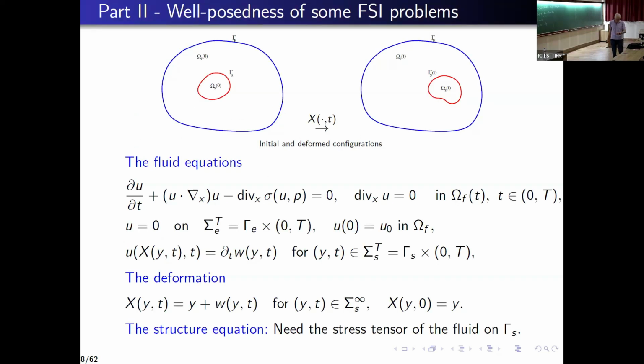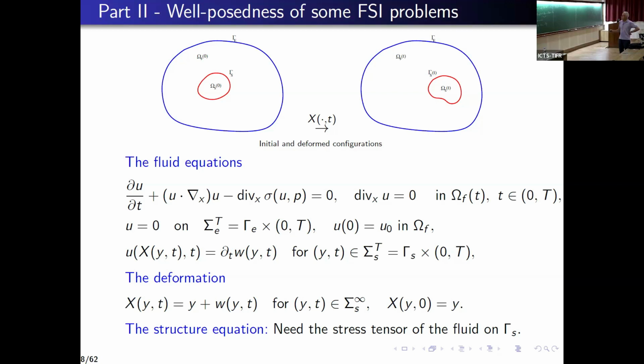So the situation is like that. This is the initial configuration, Omega. This is a general situation, not necessarily the same as previously. So I have a fluid here in this part. This is the domain occupied by the fluid, and this is the domain occupied by some elastic body inside the fluid.